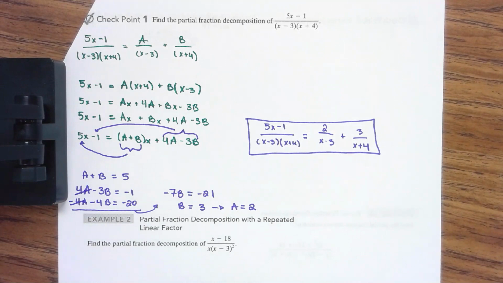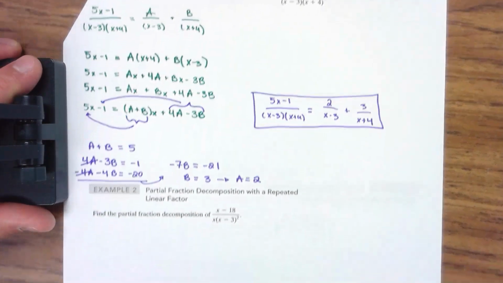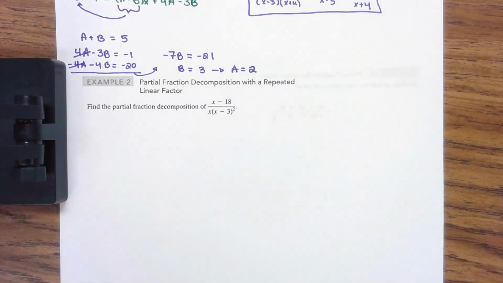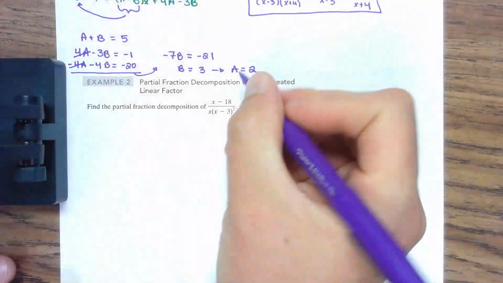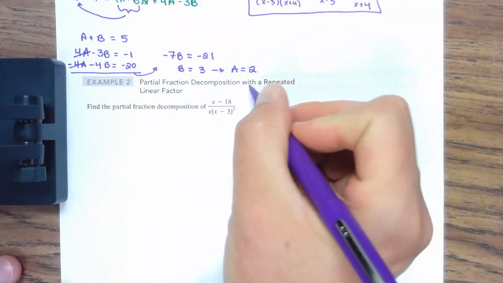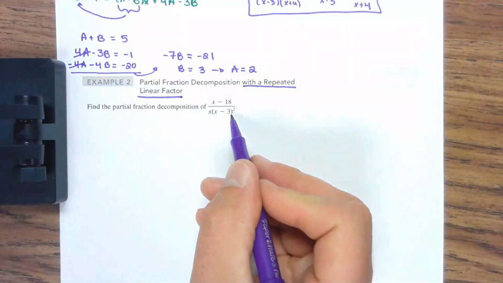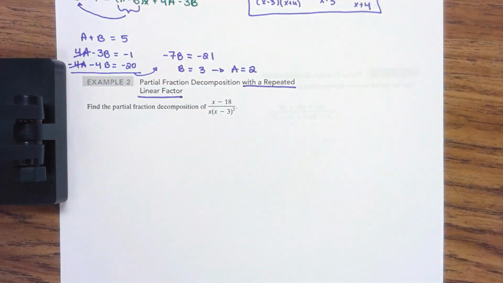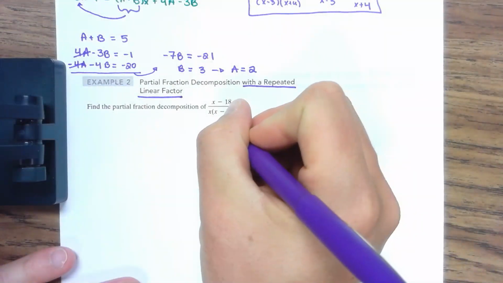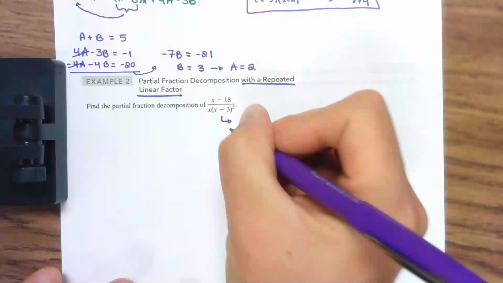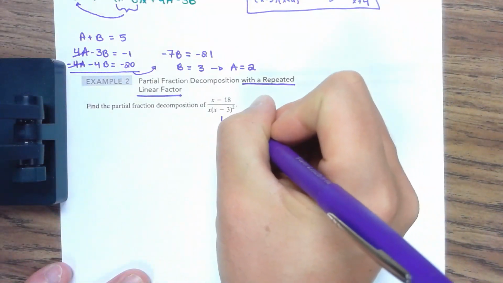Okay, well, let's step it up a notch. Just a little bit. And let's work on the next type of decomposition. And so let's also write this title. It's with a repeated linear factor, meaning we have this x minus 3 squared. So when this happens, okay, we are going to make a note of this. This linear factor occurs twice.